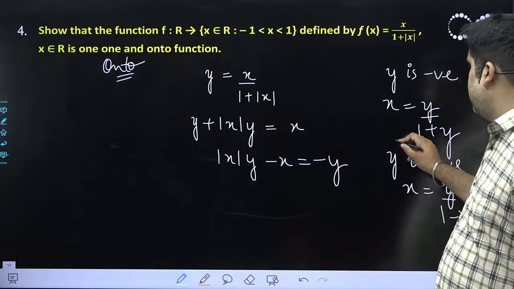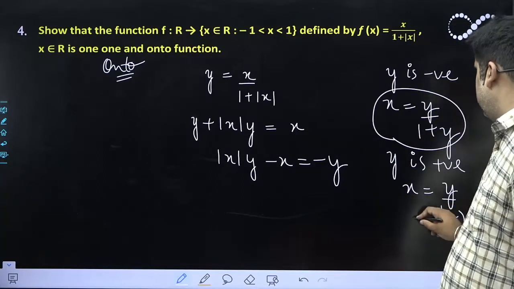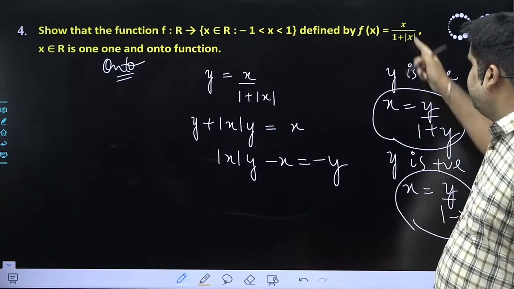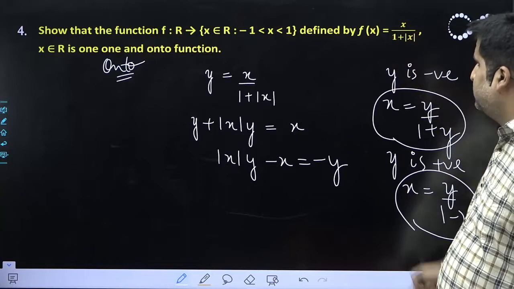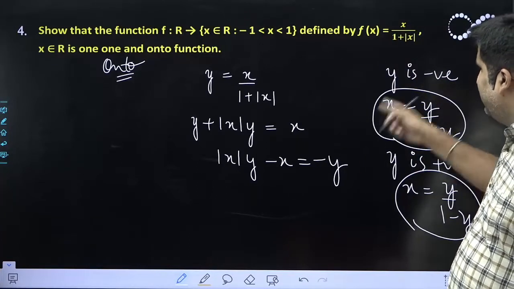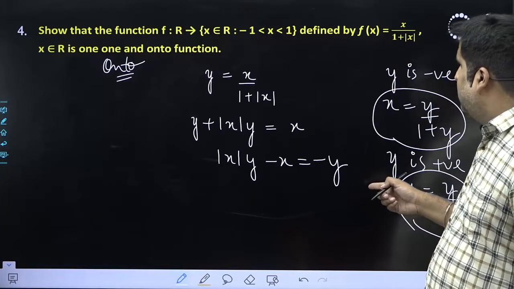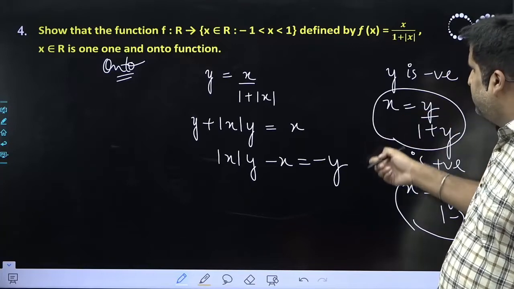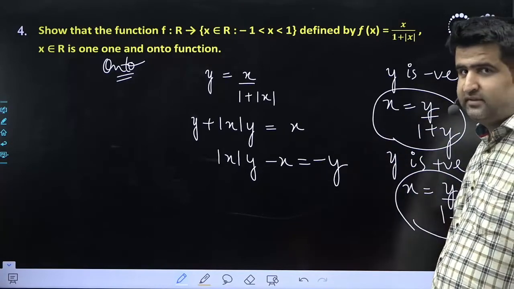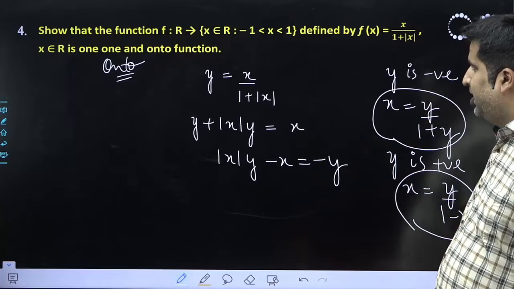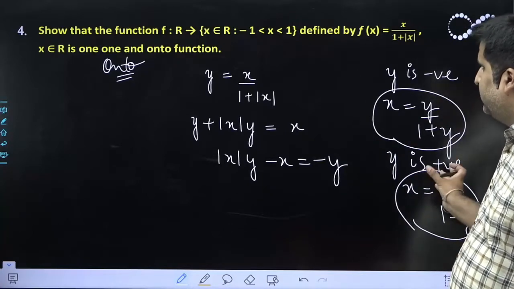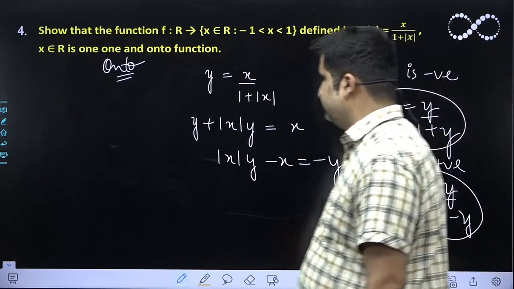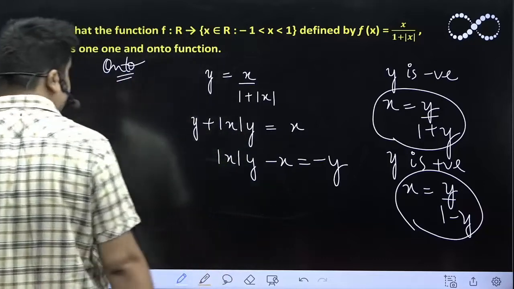Now simply what you have to put, you have to put these values back here and you have to check whether you are getting f of g of x is equal to x. So if you get an x, that will be equal to an onto function. Okay.